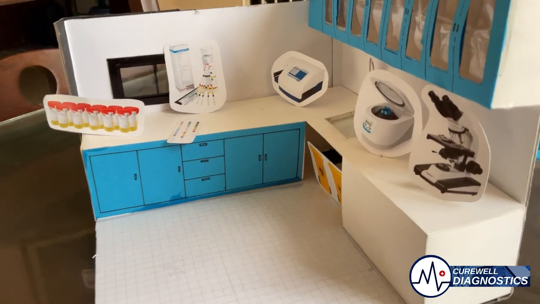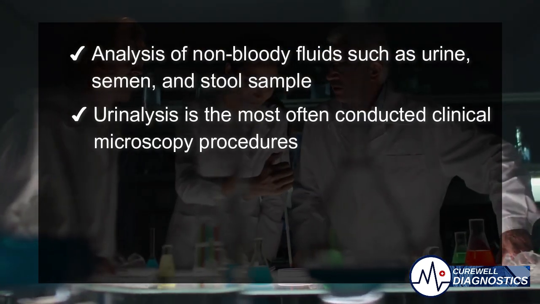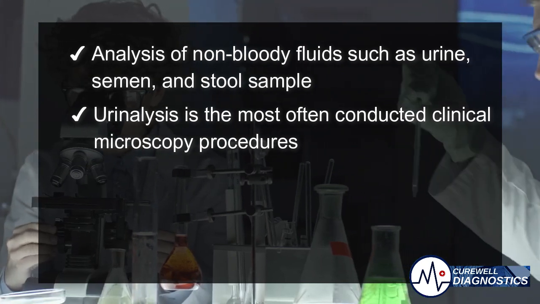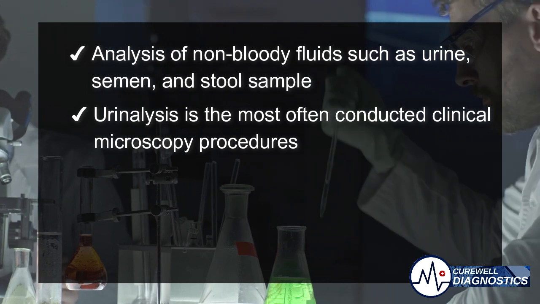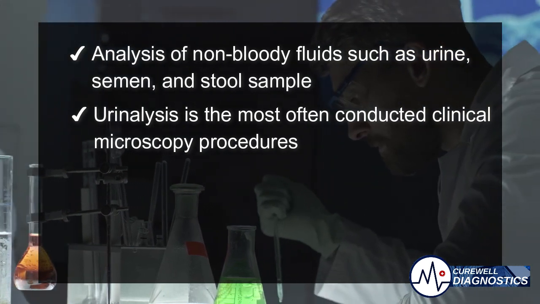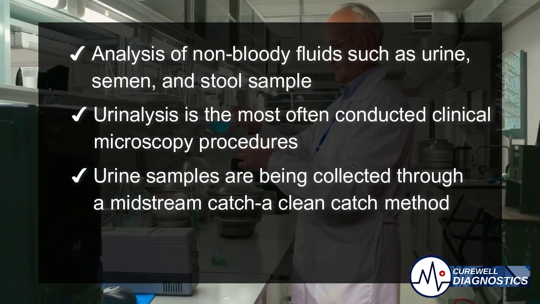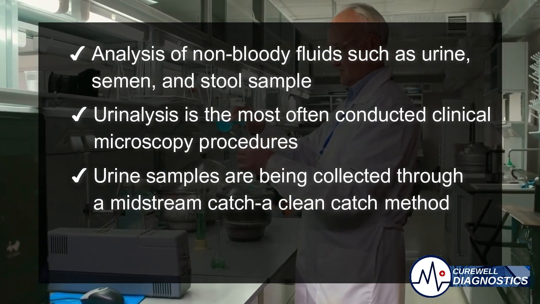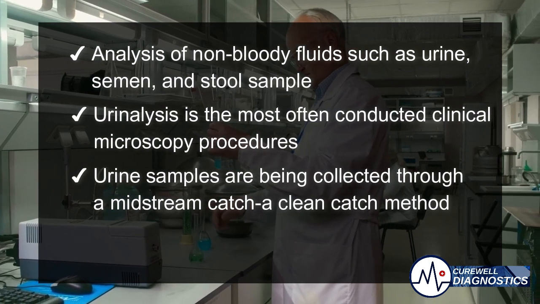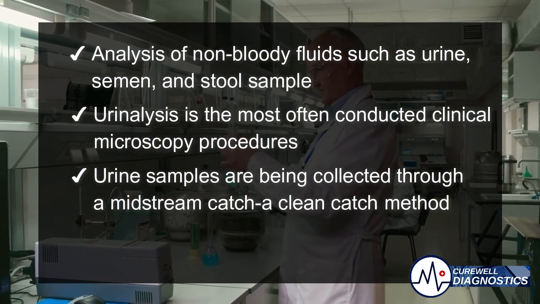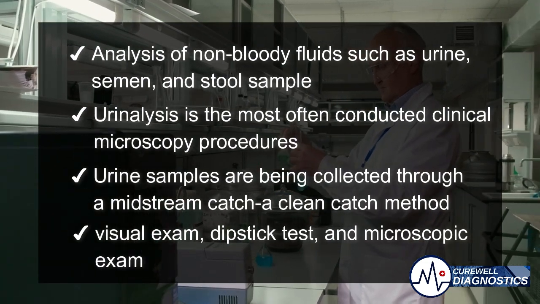This is where urinalysis is performed. Urinalysis is one of the most often conducted clinical microscopy procedures, and it offers important diagnostic data for both renal and non-renal conditions. Urine samples are collected through the midstream clean-catch method and are sent to the clinical microscopy section, which is then evaluated in three different ways: visual exam, dipstick test, and microscopic exam.